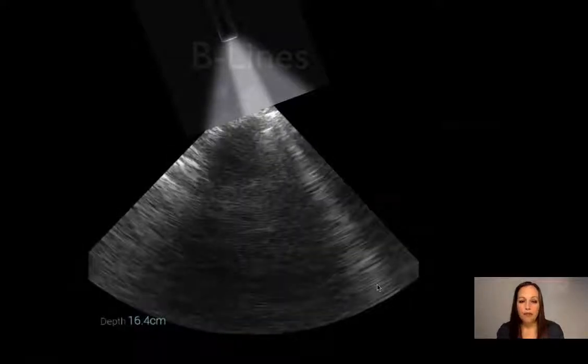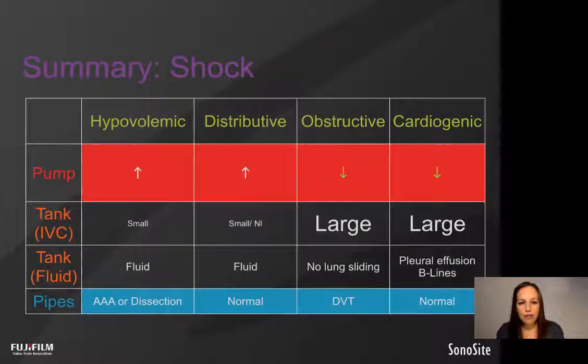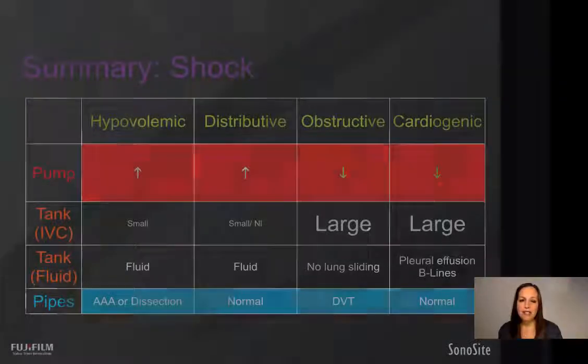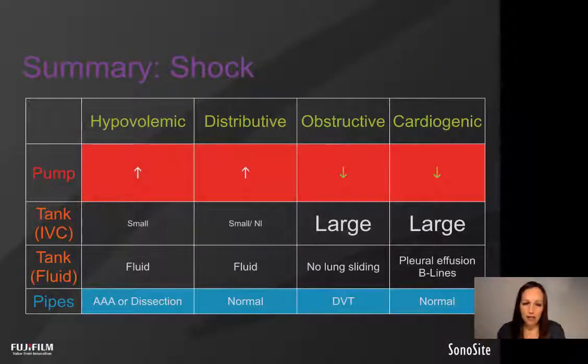Now that's a lot of information, but tying it all together, we have the different types of shock here. We have the different aspects of our HIMAP, of our RUSH protocol. We have the pump, the tank, and the pipes. So this is the inferior vena cava, and this is lung here, and these are the pipes. Now what we can do is basically use each aspect of this RUSH protocol to distinguish between the different types of shock.